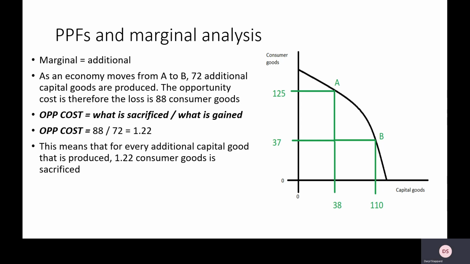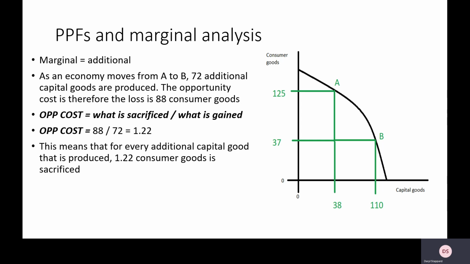So again, let's imagine we start off at point A. What we can now see is that we are using our factors of production at the moment to produce 38 capital goods. The rest of the resources are being used to produce 125 consumer goods. Now, if we were to move from point A to point B, what we can now see is that we are gaining from 38 to 110 capital goods.